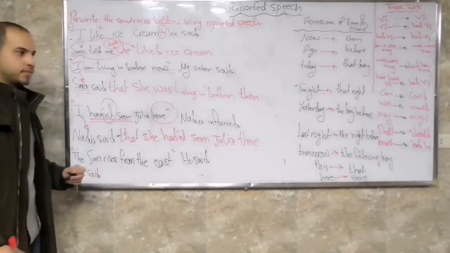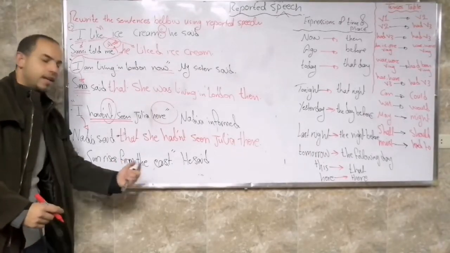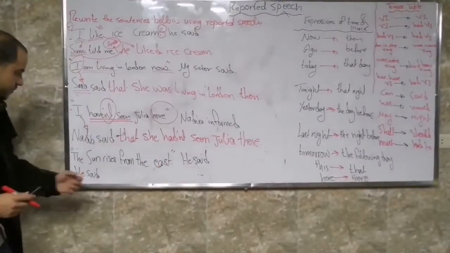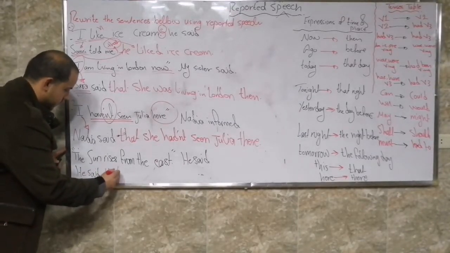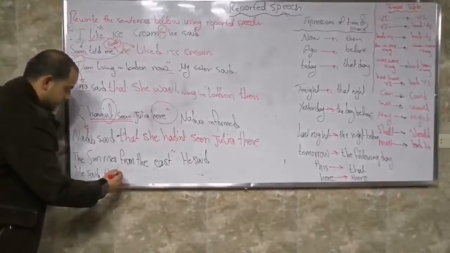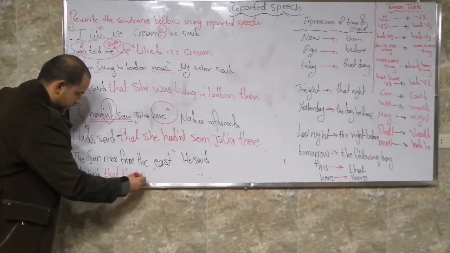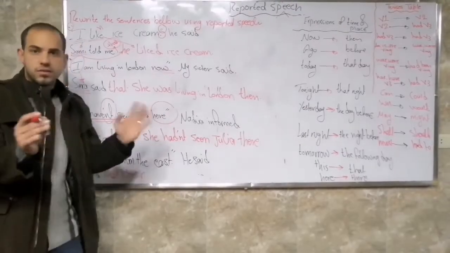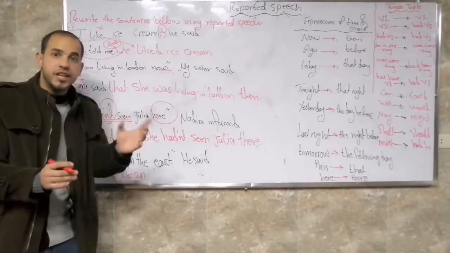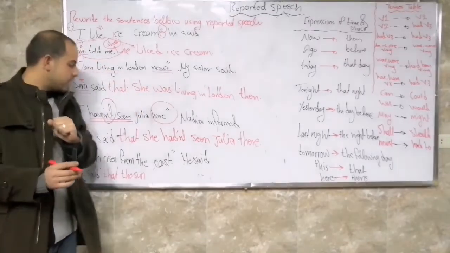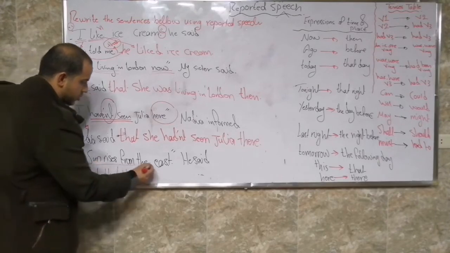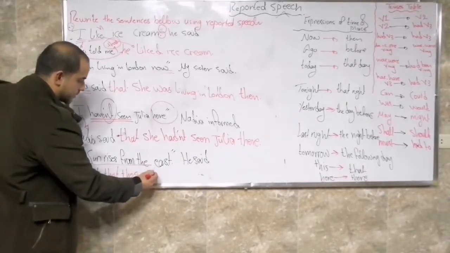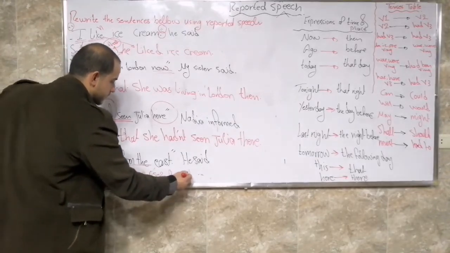Excellent. The last one. "The sun rises from the east." This is a fact. The scientists say. Okay, now he said that the sun, because the sun is the sun. Oh, let me tell you something. If you have a scientific fact, it won't be changed. Okay? You cannot change, you cannot report the scientific facts. Because here we have a fact, so the sentence will be as it is. Okay, that the sun rises from the east.